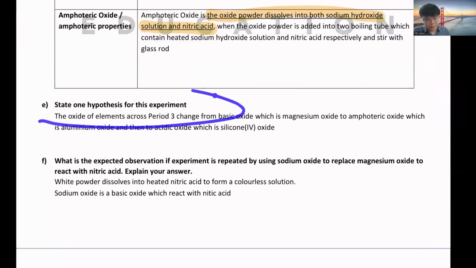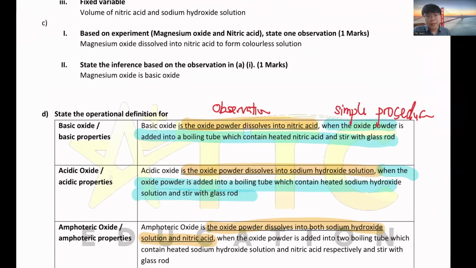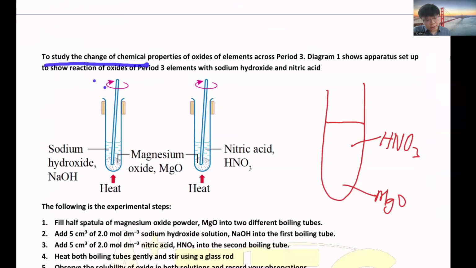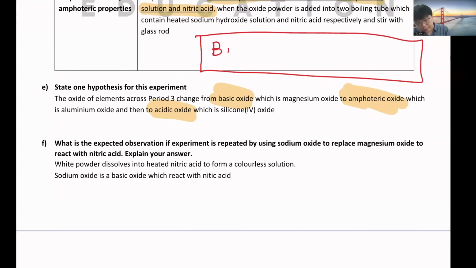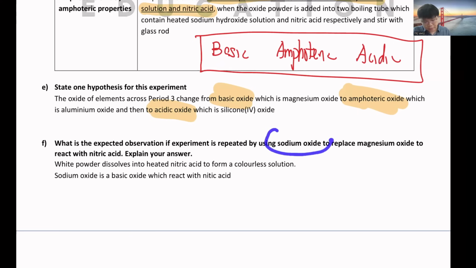Okay, what is the hypothesis? The hypothesis needs to refer to the aim of the experiment. If you look at the aim, it is to study the change of the chemical properties of oxides across Period 3. So you have to explain now. Based on that, the oxides across Period 3 change from basic oxide, which is magnesium oxide, to amphoteric oxide, which is aluminum oxide, and acidic oxide, which is silicon oxide. It means that in Period 3, the left-hand side is basic, the middle is amphoteric, and the last will be acidic.